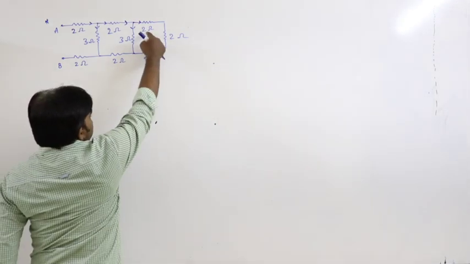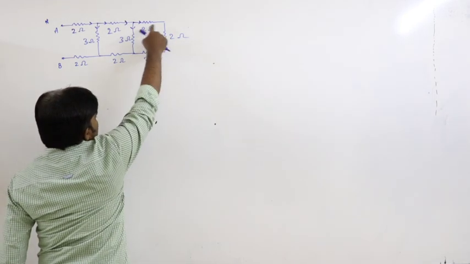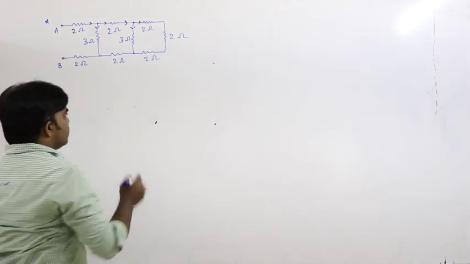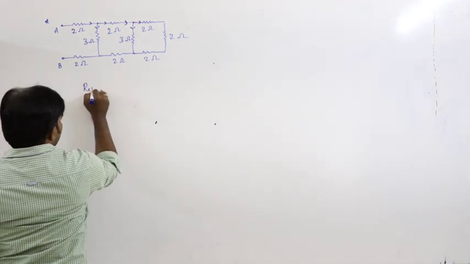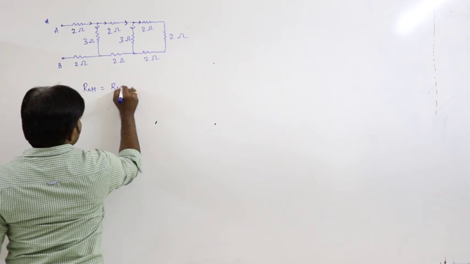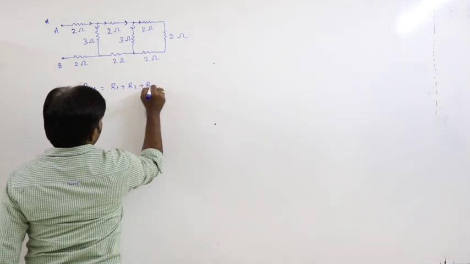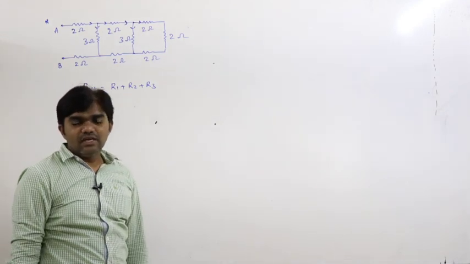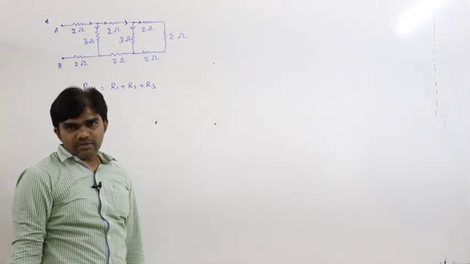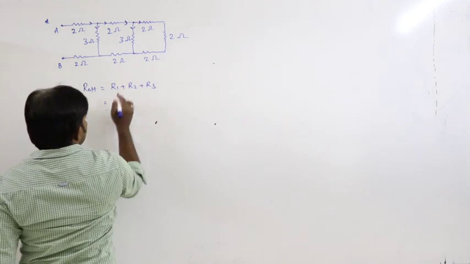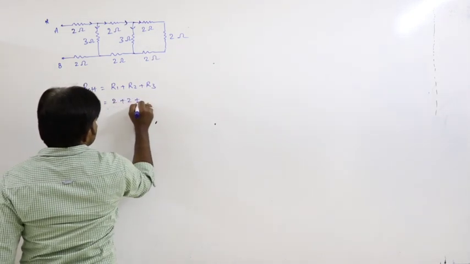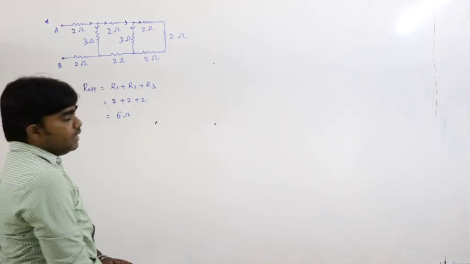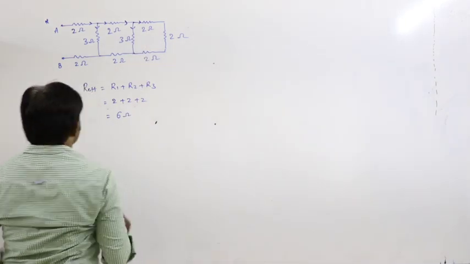Series. 2 ohms, 2 ohms, 2 ohms are in series. So if the 3 resistances are in series, what is the R effective? Effective resistance is R1 plus R2 plus R3. Generally, if a number of resistances are in series, effective resistance is R1 plus R2 plus R3. Now here 2 plus 2 plus 2 equals 6 ohms. Instead of this, it is 6 ohms.